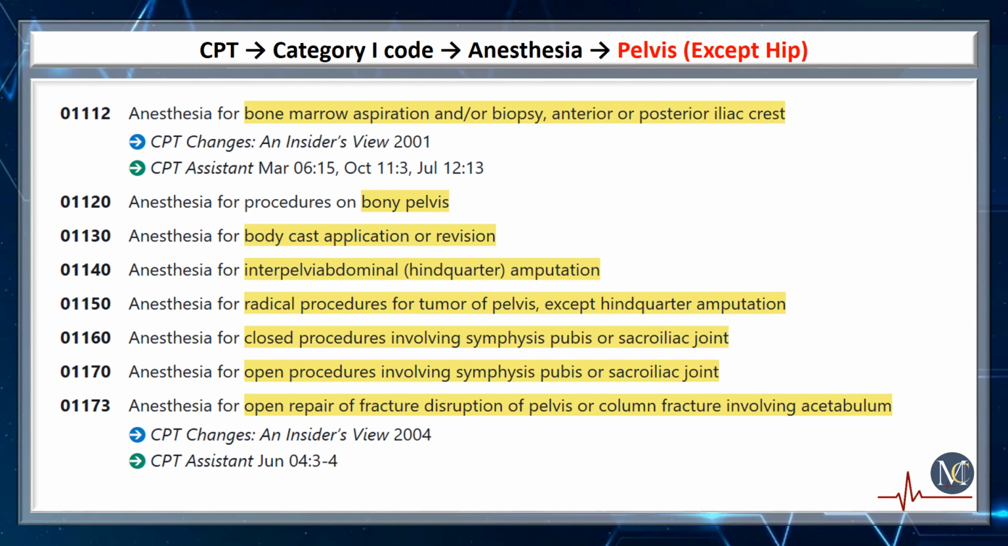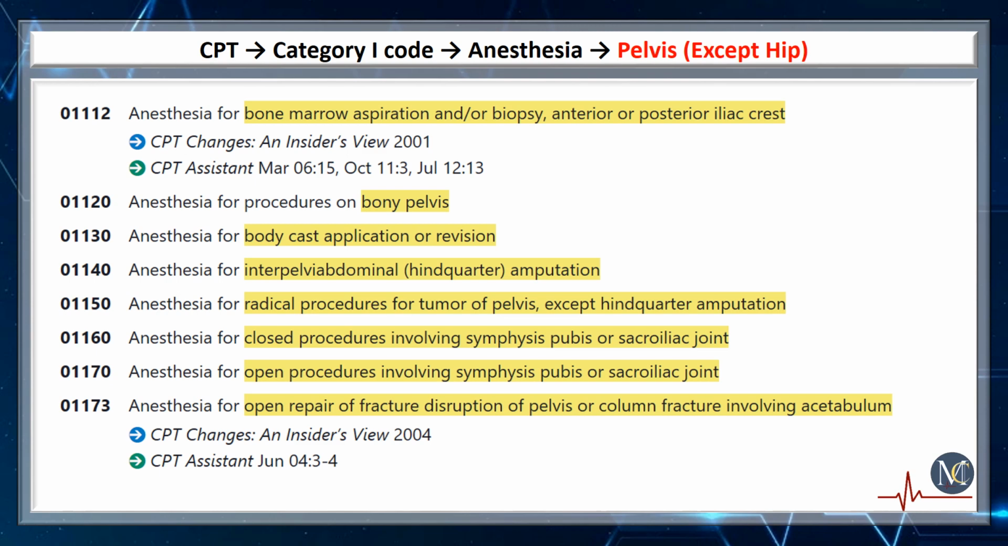01112. Anesthesia for bone marrow aspiration and or biopsy, anterior or posterior iliac crest. Aspiration is removal by suction of fluid and cells through a needle. The iliac crest is the most prominent part of the ilium. The provider performs anesthesia services for a patient undergoing the procedure of either bone marrow aspiration or biopsy or both. The procedure site is the anterior or posterior iliac crest.